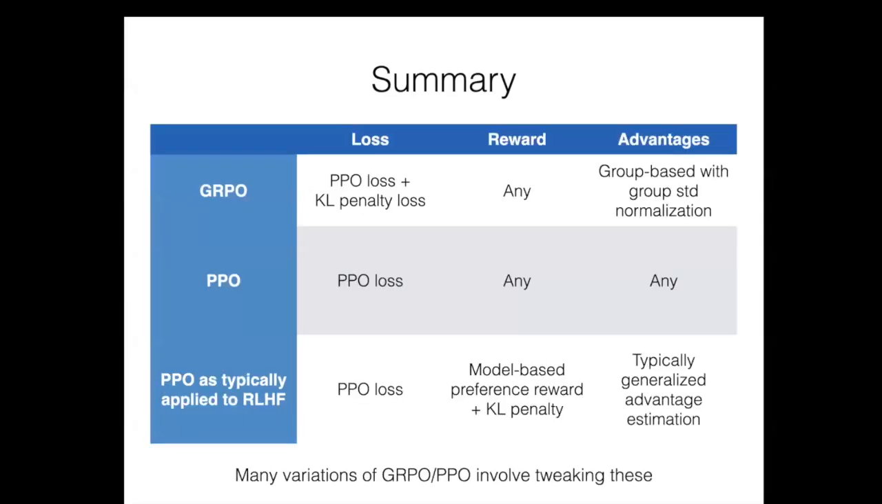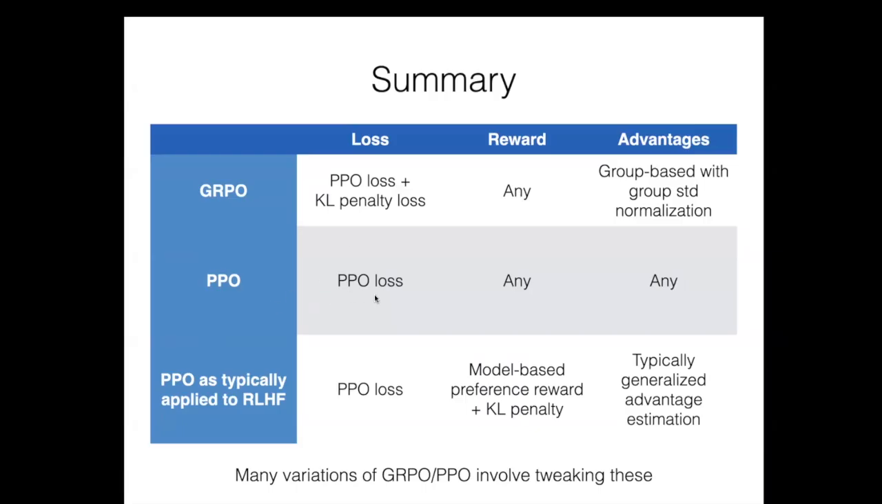So just one more thing that I want to quickly put up is a way of thinking about all these different algorithms that we've talked about. You could think of them as varying based on the loss you're using, the reward, and then the advantages. So GRPO, or the original version, is this PPO loss with a KL penalty. You can use any reward, and then your advantages are based on this group-based optimization, group-based advantages.